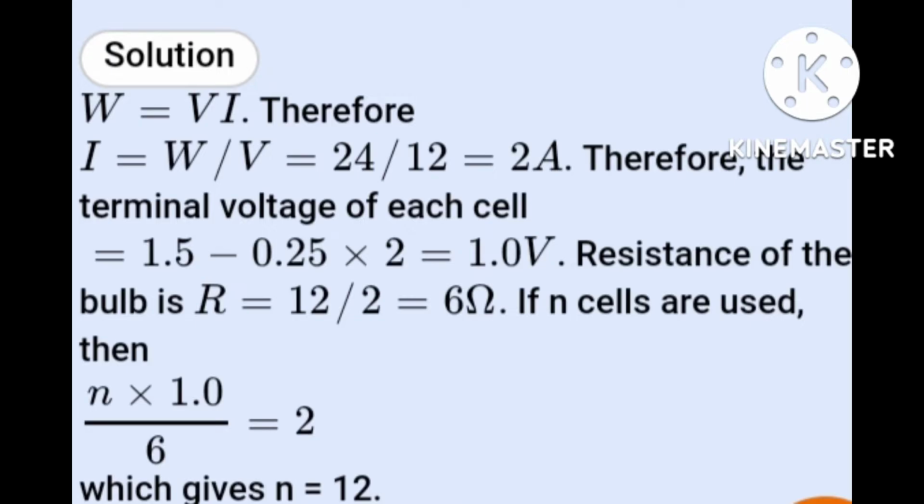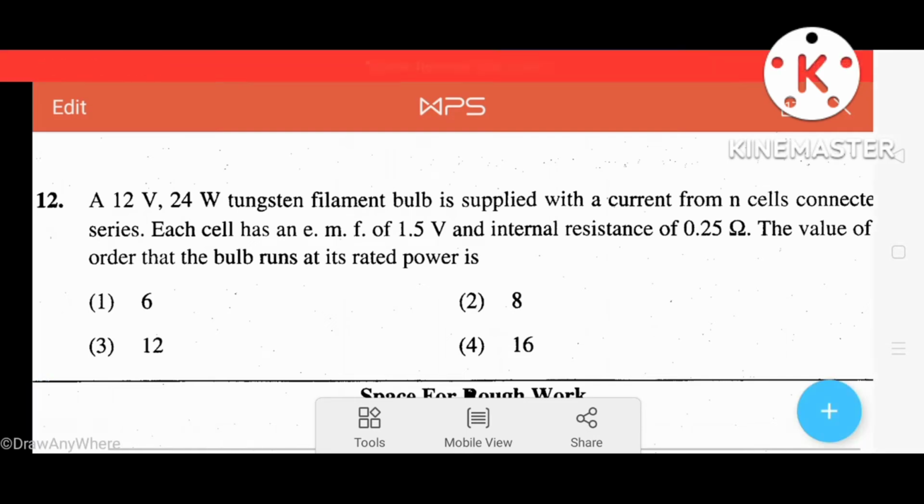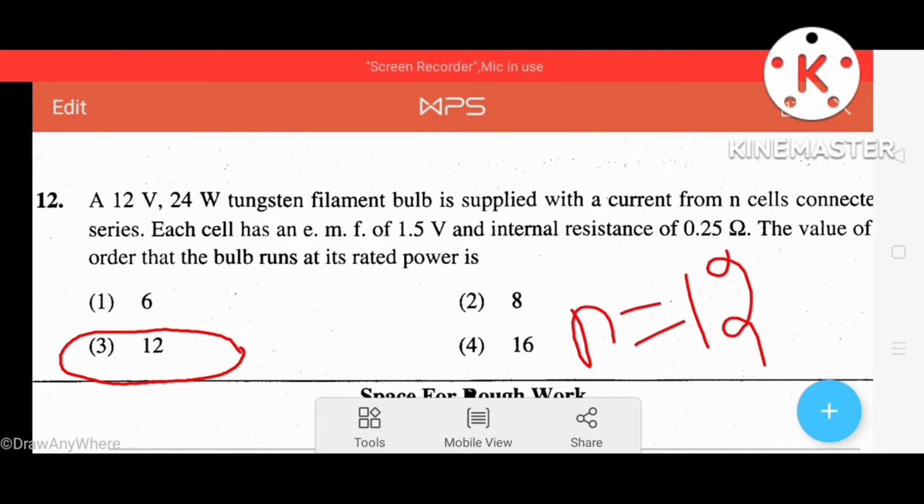Okay, so we are going to use the formula W is equal to V into I. When we divide 24 divided by 12, we get 2 ampere. So finally we are going to get the value of N as 12 here. So the answer for the 12th question is, sorry, the number of cells connected in series is equal to 12. That is, N will be equal to 12 here. That is given in the option number 3.